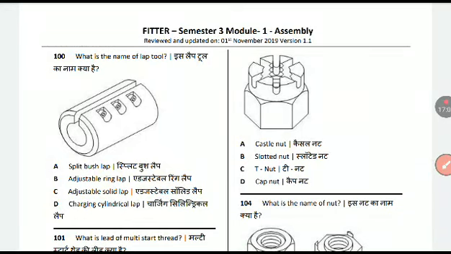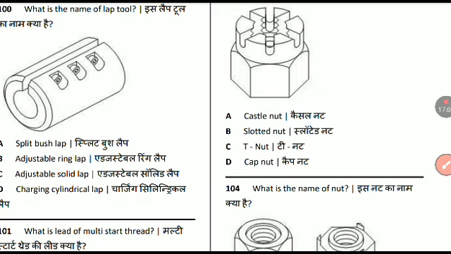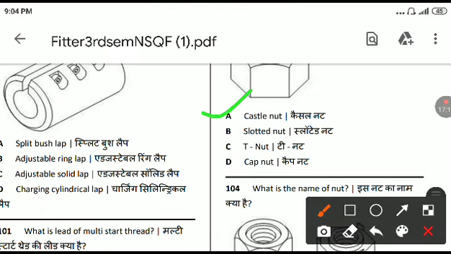What is the name of knot? Option A, castle knot. Option B, slotted knot. Option C, T knot. Option D, cap knot. Castle knot. Option A.